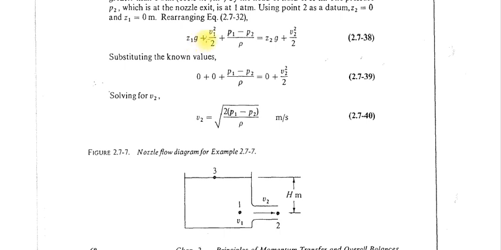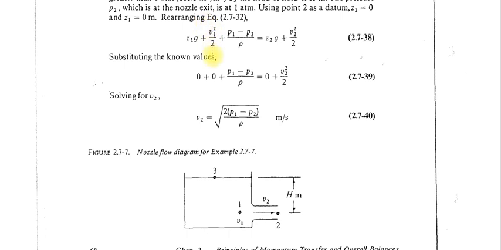So Z1g plus V1 square by 2 plus P1 minus P2 by rho equal to Z2g plus V2 square by 2. Okay, here Z1g minus Z2g equal to 0. Why? Because both have the same elevation. So P1 minus P2 by rho equal to V2 square by 2.